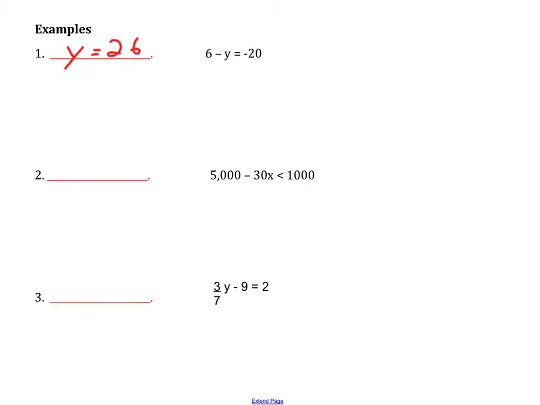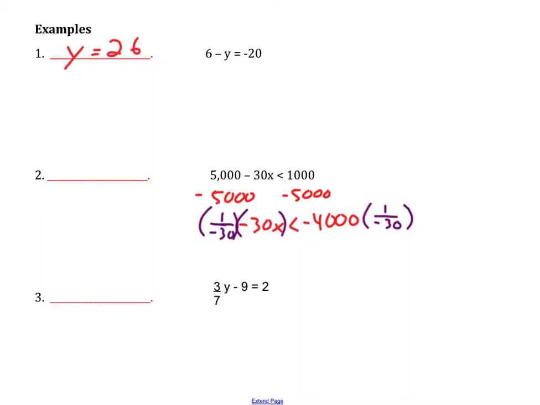Next we have the inequality, 5,000 minus 30x is less than 1,000. It looks kind of similar to the other one with some different numbers in there. We're going to start by subtracting 5,000 from both sides. That leaves us with negative 30x is less than 1,000 minus 5,000, which is negative 4,000. Now to get rid of that negative 30, we multiply by the reciprocal on both sides, 1 over negative 30. But when I multiply by a negative number, we have to switch the sign.